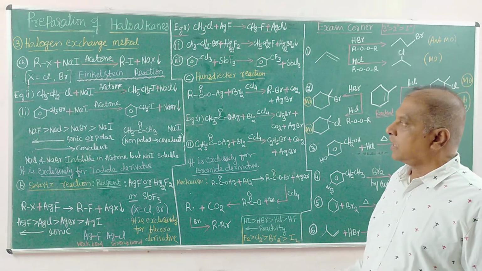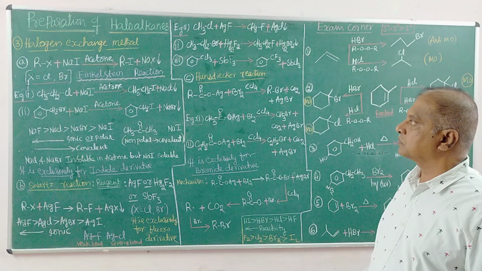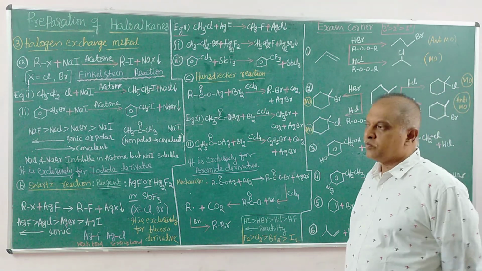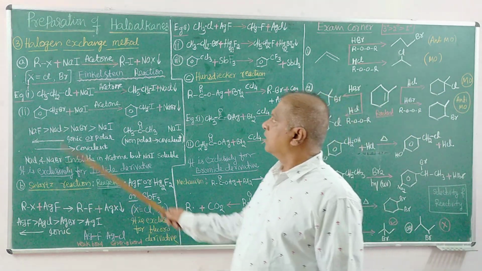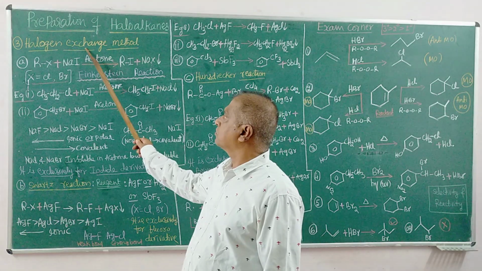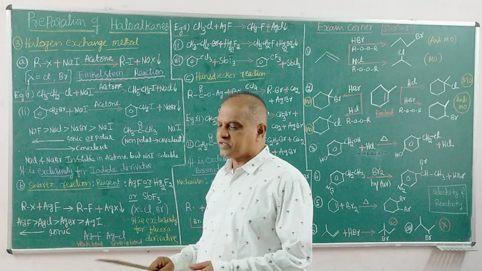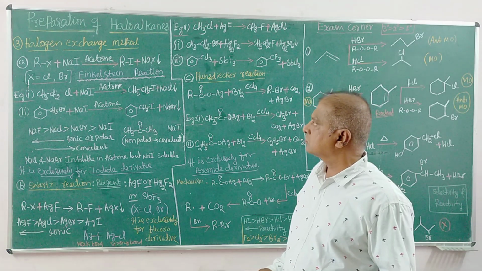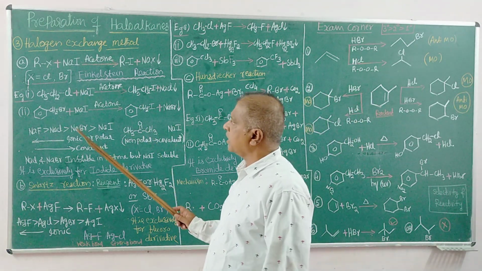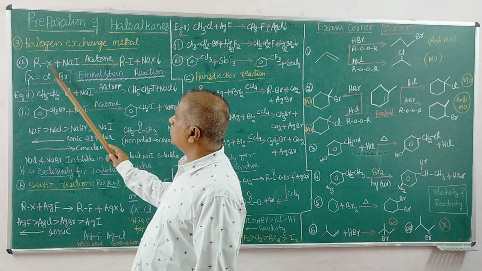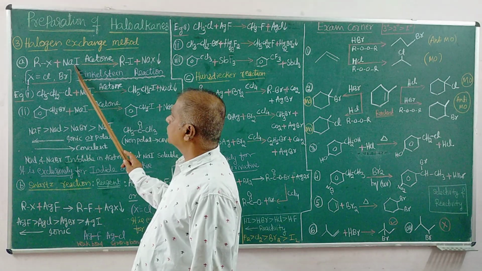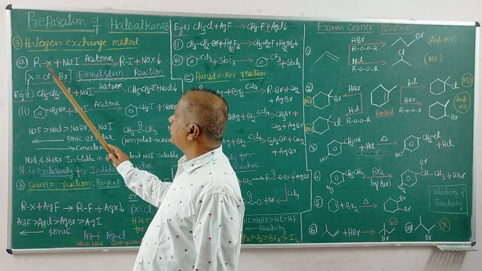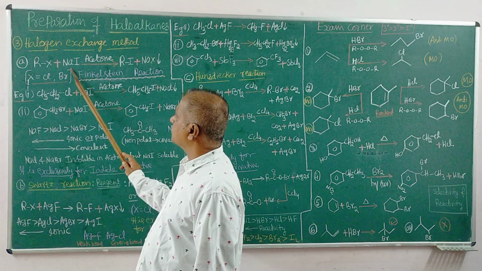This is the halogen exchange method. The name itself implies halogen exchange: the halogen atom is exchanged between the two reactant molecules. In this reaction, these two are the reactants. This is the halogen of this molecule, and this is the halogen of this molecule.